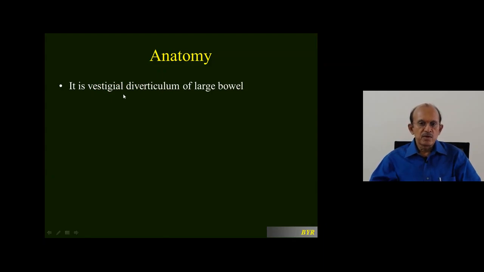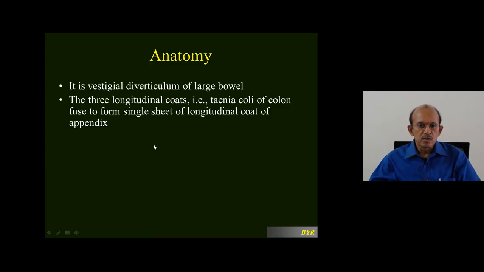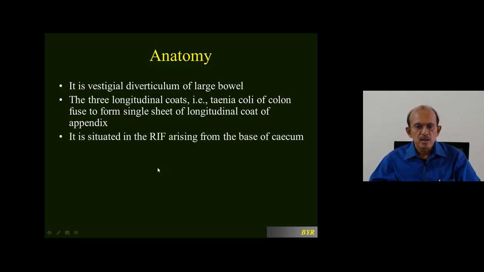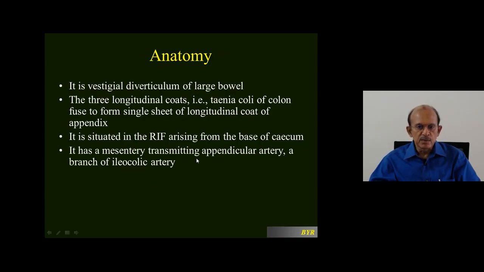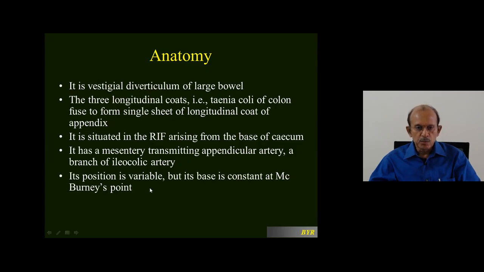Anatomy of the appendix: it is a vestigial diverticulum of the large bowel. The three longitudinal cords of the colon, the taeniae coli, fuse to form a single sheet of longitudinal muscle for the appendix, just like in the rectum. The appendix is situated in the right iliac fossa, arising from the base of the cecum. It has a mesentery transmitting the appendicular artery, which is a branch of the ileocolic artery. Its position is variable, but its base is constant at McBurney's point.